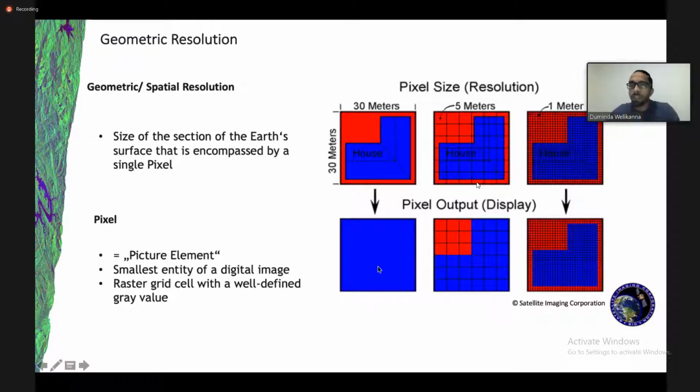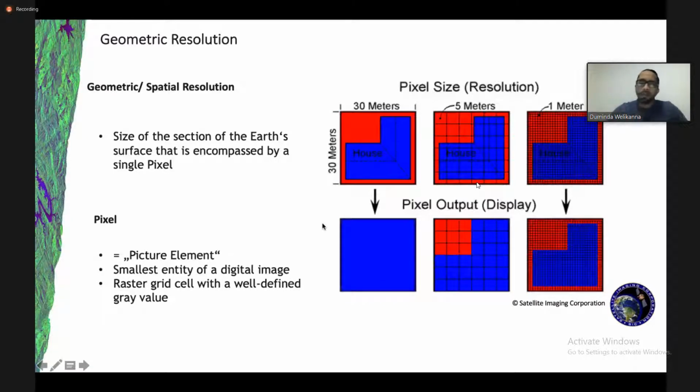You won't see much detail in low resolution, but you will see more information in the medium resolution, and you will see detailed information in the high resolution. When it comes to costs, you can get 30 meter resolution satellite images free, but you won't be able to get 1 meter resolution satellite images free. So they are very expensive.